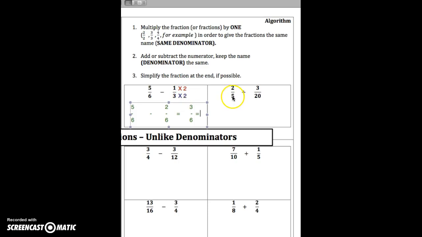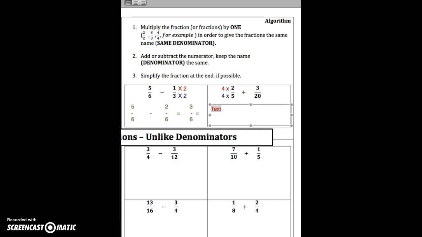So we have to make 5 and 20 into the same denominator. So I think to myself, 5 times what can get me up to 20? The answer is 5 times 4 will get me up to 20. So I'm going to multiply by 4 in my denominator. If I multiply by 4 in my denominator, then I also have to multiply by 4 in my numerator. So we're going to have a new fraction question right here.